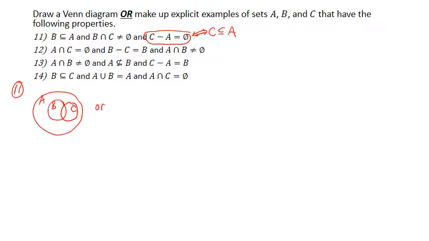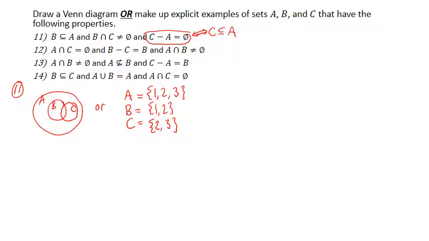So I could have A, B, and C. Okay, so B and C need to be subsets of A, and they need to overlap at least a little bit. So why don't I make B like that, and then C could be like that, and then A needs to contain both of them, so like that.